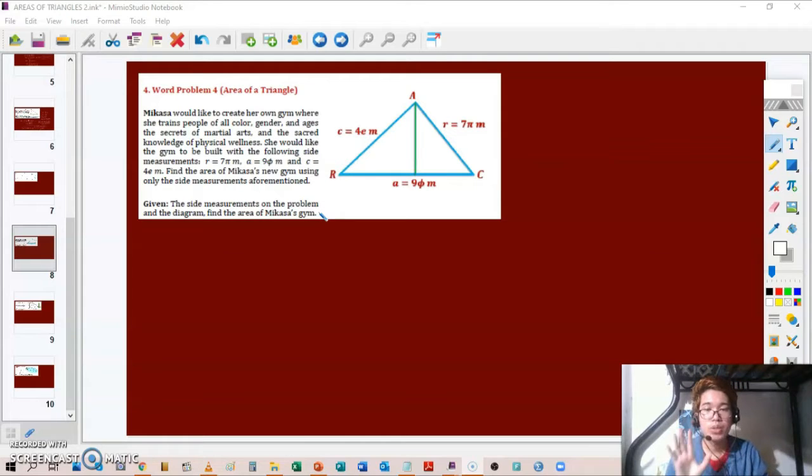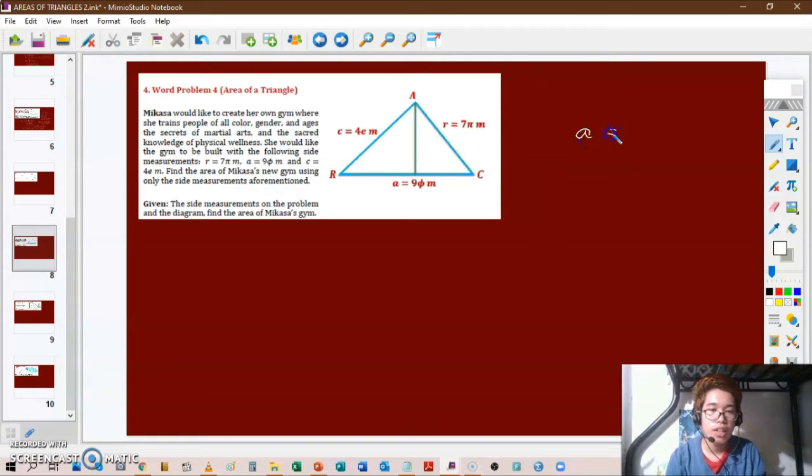So these are the side measurements. We have to get the area of the triangle. So how do we do that? Okay, so we first write the letters that get symbolized for it. So we have here A is equal to 9 phi, R is equal to 7 pi, and C is equal to 4e, where e is your exponential constant.